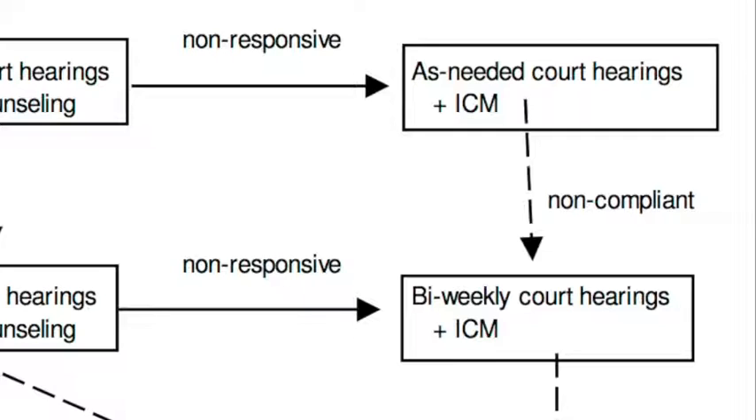So two or more of the urine screens are positive. That indicates they need more help. It's not a criminal behavior problem. It's more of a drug abuse problem. And so these people are moved to what's called intensive case management.